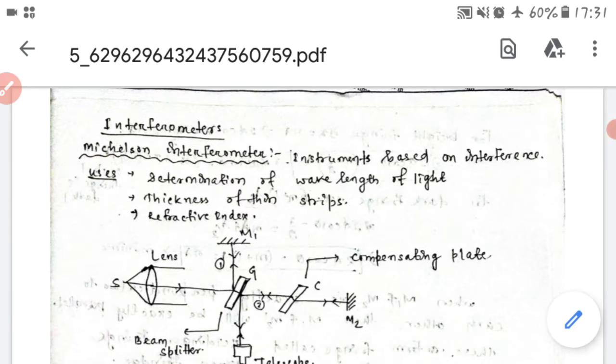Today I am going to teach you Michelson interferometer. After that I will solve some previous year problems or problems of any book or any entrance exam questions regarding this theory. Let's start.